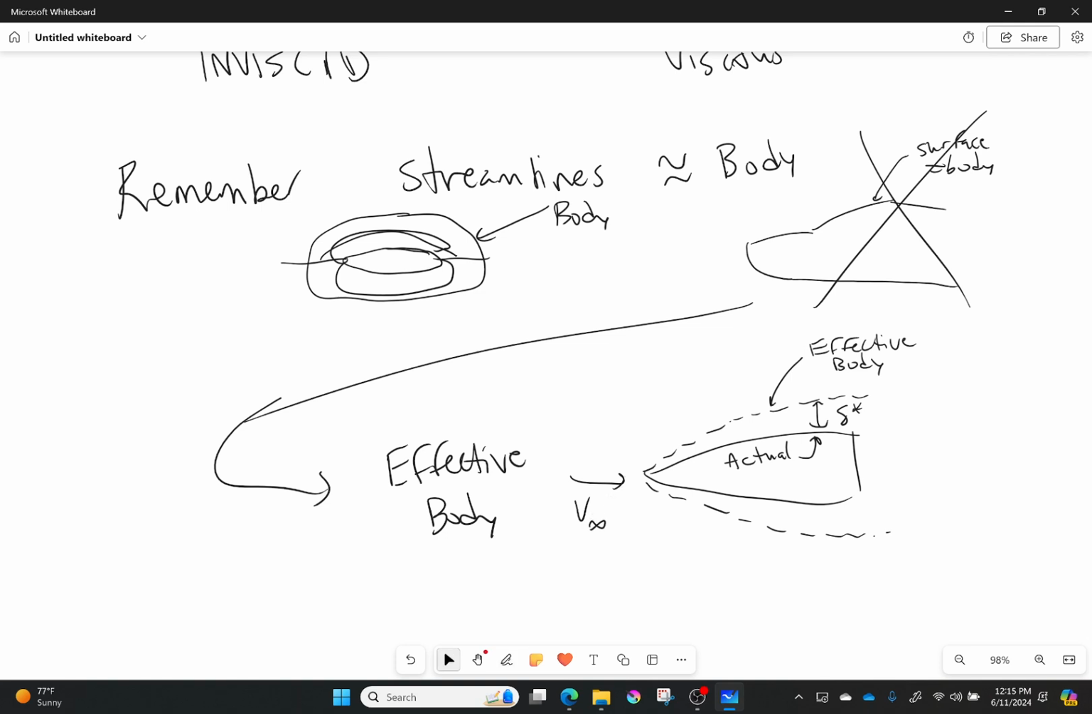Now, the larger my craft is, the smaller effect this displacement thickness is going to have on it. But if I'm talking about a bullet or something, displacement thickness is a sizable portion of that bullet. And so I do have to care about it. It's not something we can just toss aside. Okay, so that's it for displacement thickness.